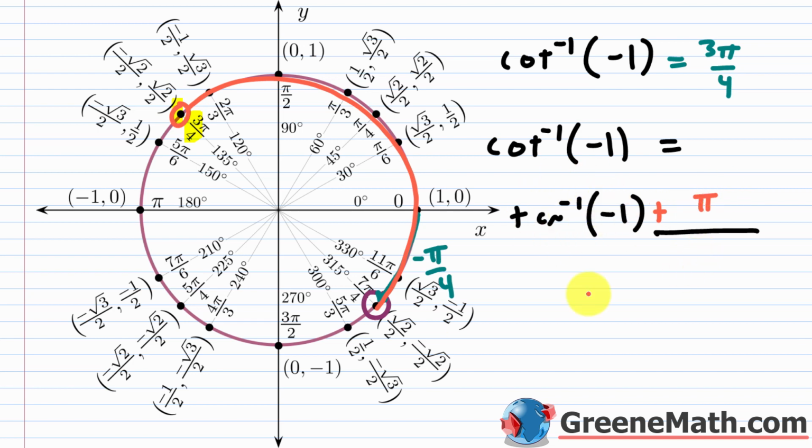If I key this into my calculator, essentially I'm going to get negative pi over 4, and then I've got to add pi to make that correction to get myself where I want to be in quadrant 2. So that's going to be me adding 4 pi over 4. That's just pi with a common denominator. So that gets me to the 3 pi over 4 that I'm looking for.